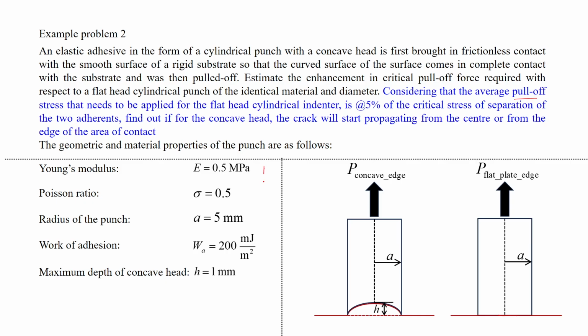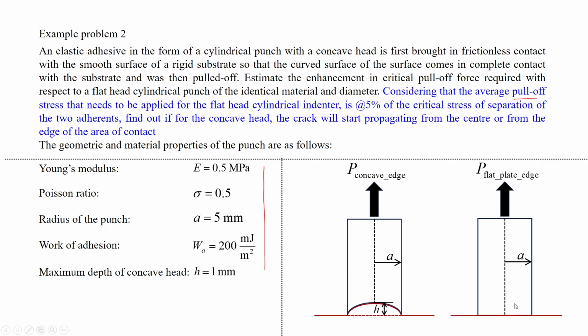These are the different properties or parameters which are given. So, the question is: given these parameters, if I apply this pull off load on this punch, in these two cases let us find out if the crack will start propagating from the edge or from the center.